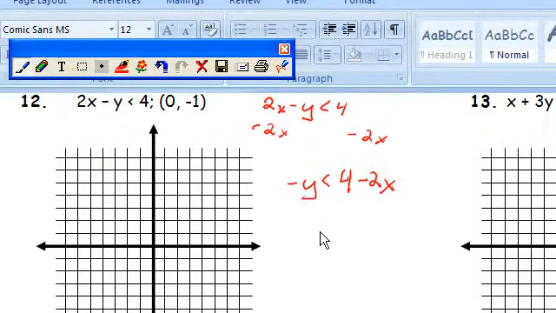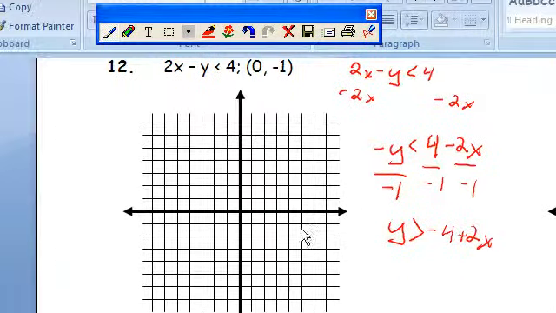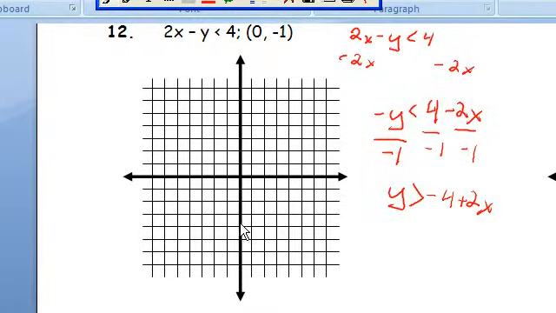We need to get rid of that negative sign. So what I'll do is I'll just divide every single term by -1. And that will give me y is greater than, notice the sign flipped, -4 plus 2x. So I'll graph that. Y-intercept of -4, slope of 2.